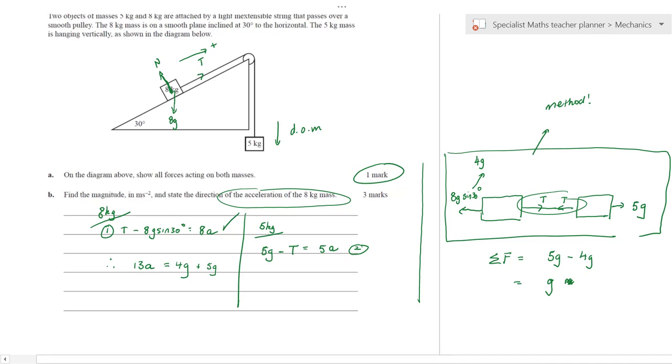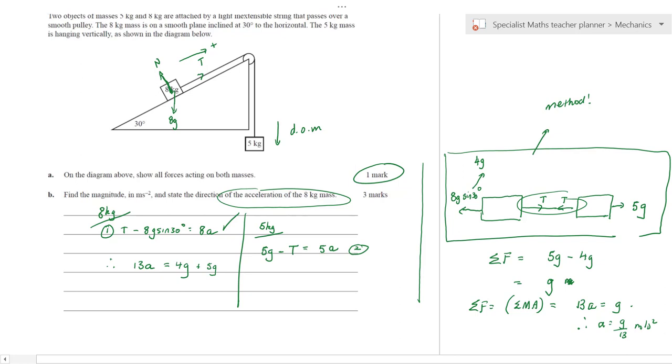That's also fine. But in actual fact, the net force is equal to the net mass times the acceleration. Now, when you combine these two together, just like you've done, 5 plus 8 is 13. So 13a is equal to g. So you could have actually done it this way. Therefore, a is equal to g on 13 meters per second squared, like so.